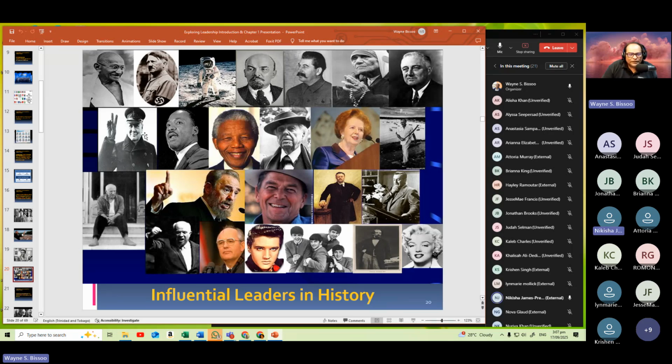But each one of these individuals, in one way or another, had a long lasting influence on the countries that they were from, as well as the world in general, because the impact spread beyond themselves. So we think about this guy here in the space suit. Does anybody know who that is?